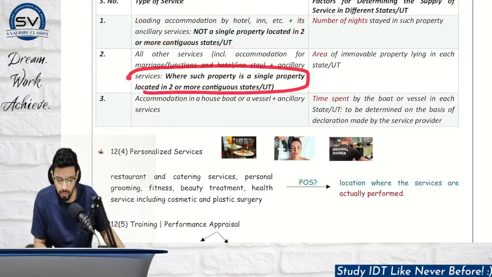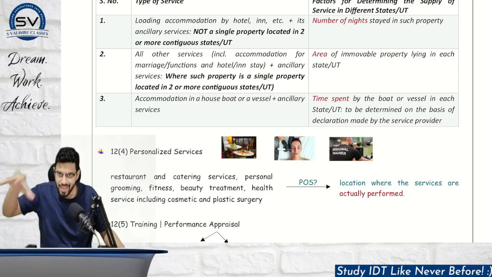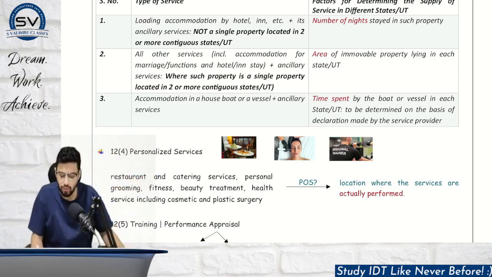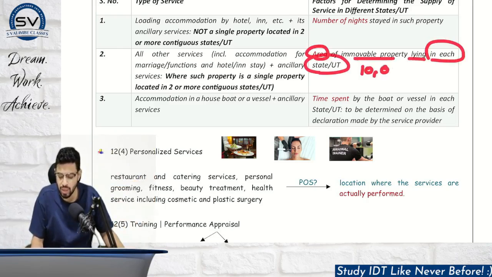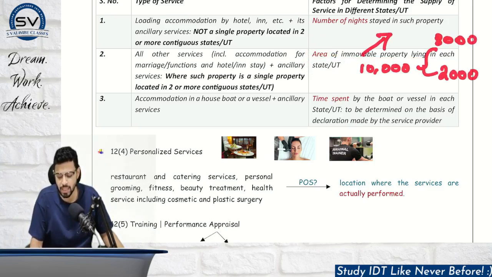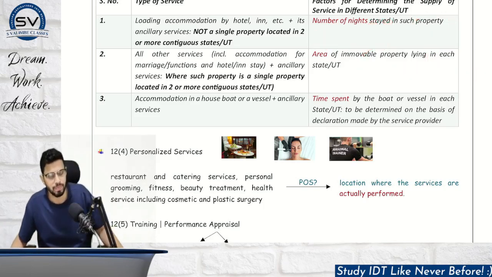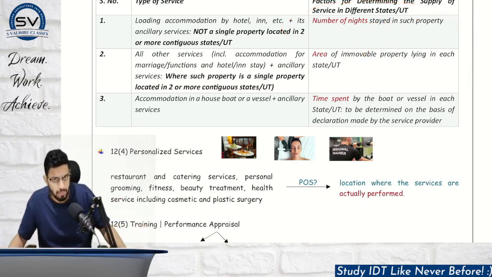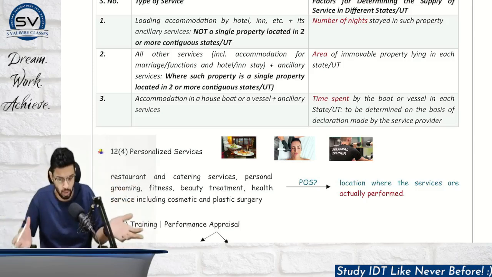But what if it is a single property located in 2 or more states? If I'm staying in a hotel, I'm practically staying in that entire unit, because it is not 2 separate units. Then you have to divide as per the area of the property lying in each state. Let's say it is 10,000 square, whatever unit you can take. Out of 10,000 units, let's say 8,000 is in one state and 2,000 is in another state, where I stayed and spent, let's say, 5 lakh rupees. So 5 lakh will be divided into 8:2 ratio. Because the number of nights cannot be the basis of bifurcation, because the property is one and the same.